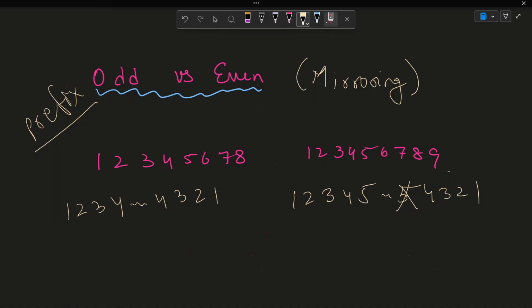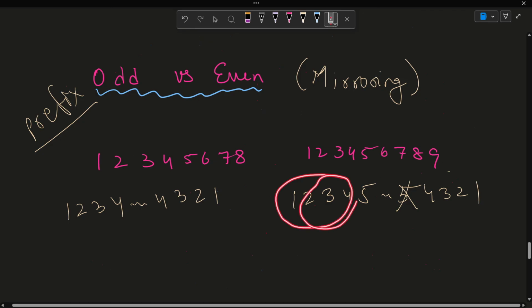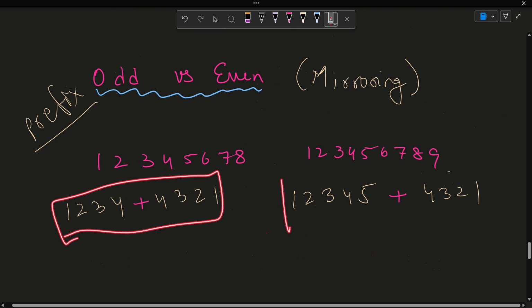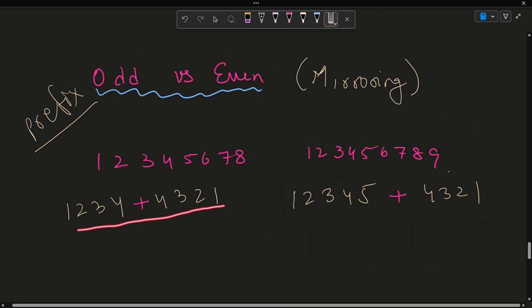So while copying this, I'll just take the first 4 elements, or the even length elements, and just mirror that. I'll keep this as it is, and after that I'll just perform a string concatenation like this, and you will get the prefix mirrored like this. We are not actually going to replace this value. I'll just create a new string, concatenate, and that would be your final answer. You have 1 2 3 4 4 3 2 1 as your mirrored palindrome. And in this case you have 1 2 3 4 5 4 3 2 1.